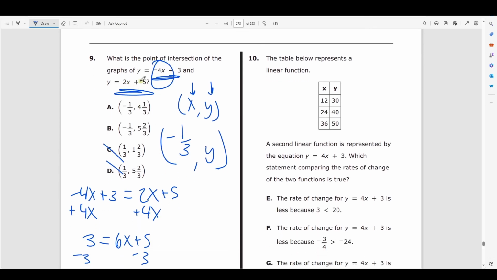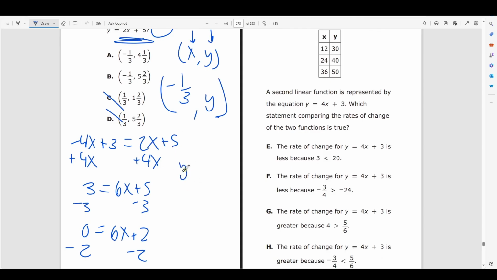So all I have to do is just plug this in. I'm going to plug it into y is equal to 2x plus 5. I'm going to plug it into this right here. And I'm plugging in negative 1/3. So y is equal to negative 1/3 times 2, which is just negative 2/3 plus 5 over 1.